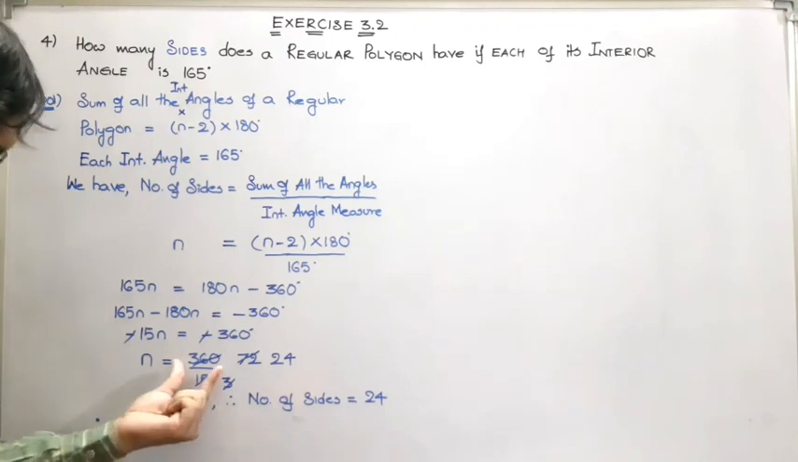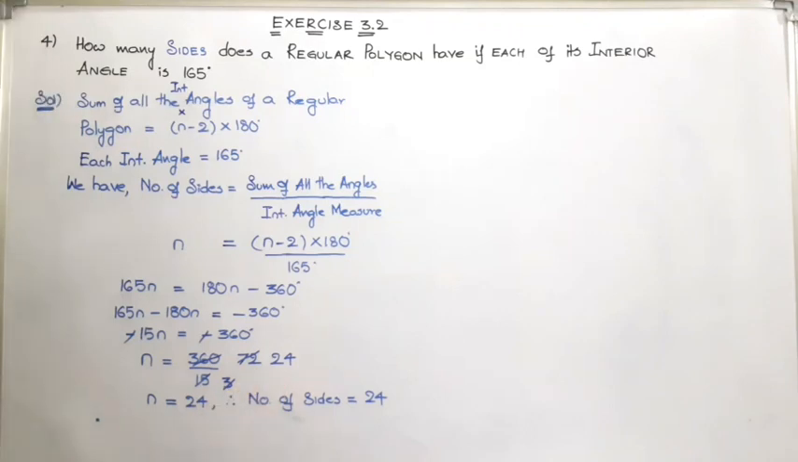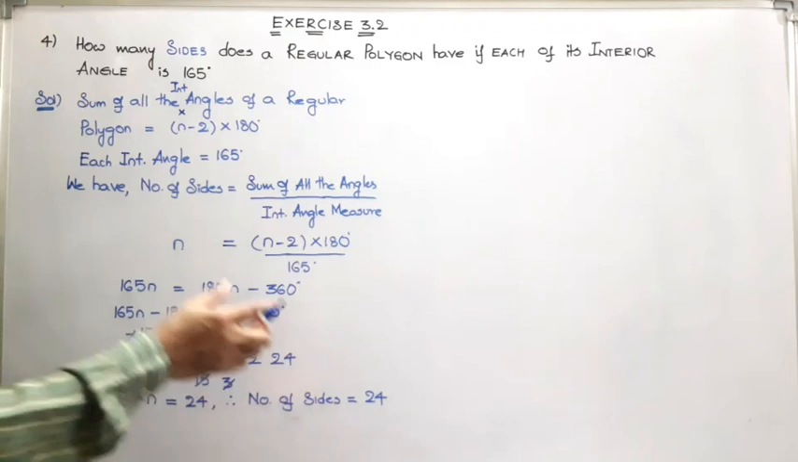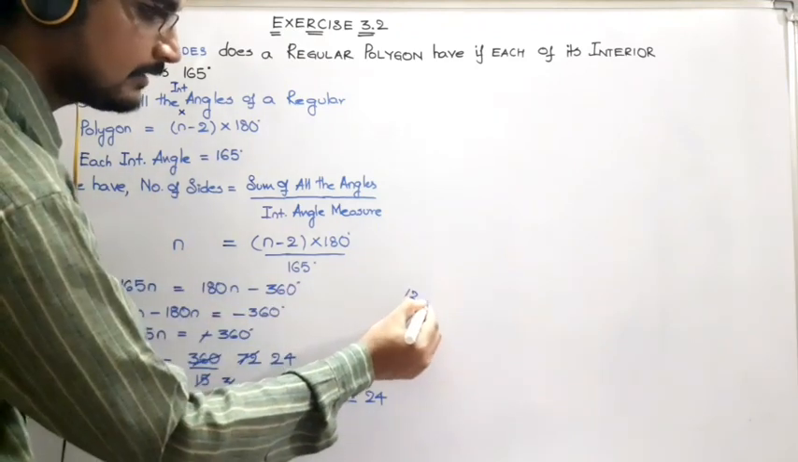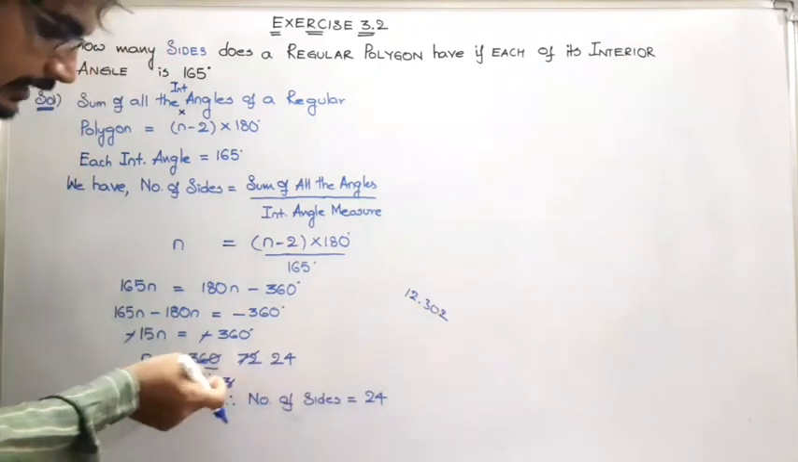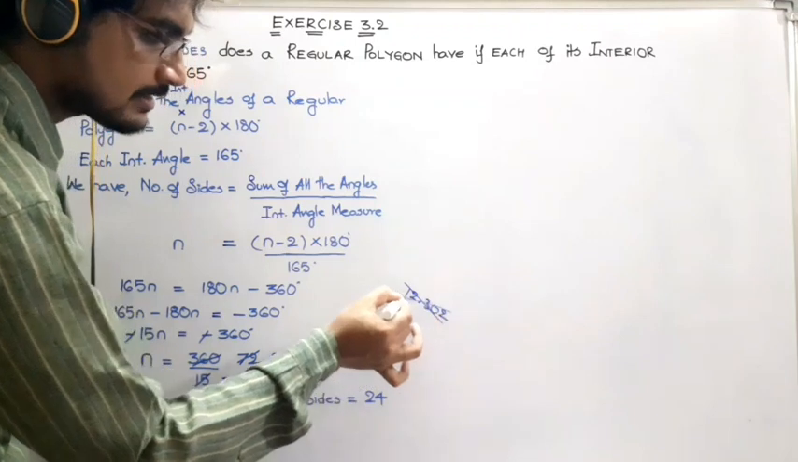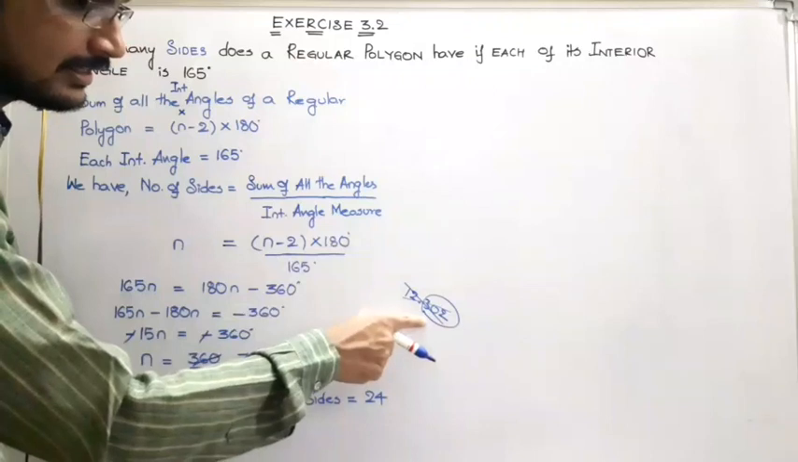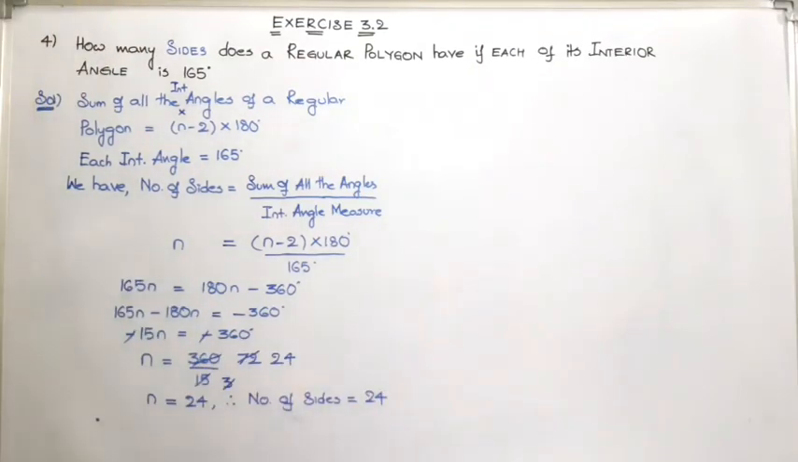You tell me, when we divided this 360 by 15, we got 24. So what exactly is 24? It is a whole number, isn't it? If we get something like 12.302 after division, we won't accept such sides, because it is an approximation only, not an accurate side. So based on this concept, we can solve the next questions very easily. So please check the board.